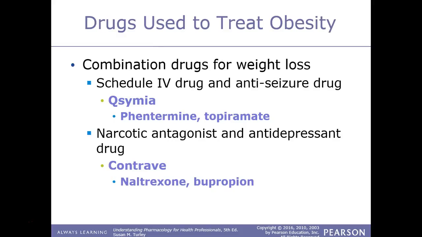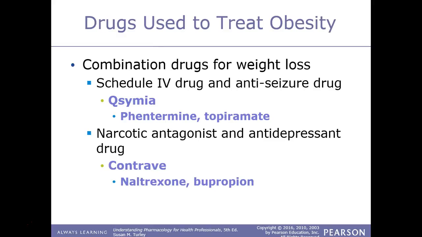We use combination drugs for weight loss. It's a Schedule 4 drug and an anti-seizure drug together, Qsymia, which is phentermine and topiramate. So topiramate, even though it's an anticonvulsant or anti-seizure drug, has been found to treat many different things. We use topiramate to treat migraine headaches, but it's also used to help with maintenance of alcohol abuse and, in this case, overeating.